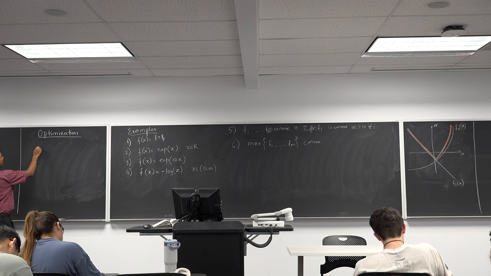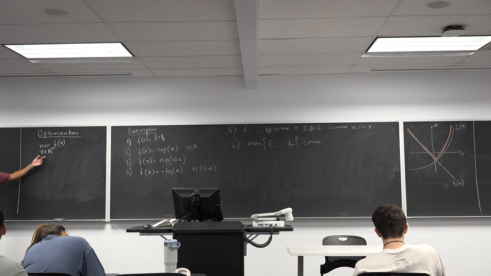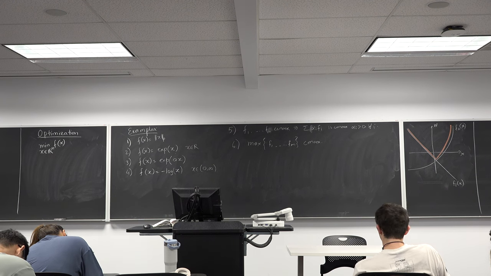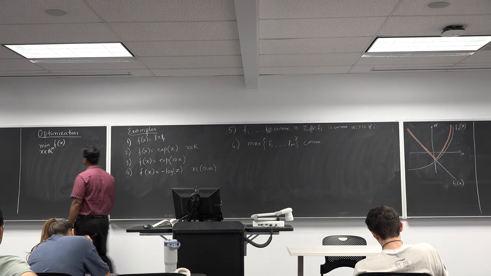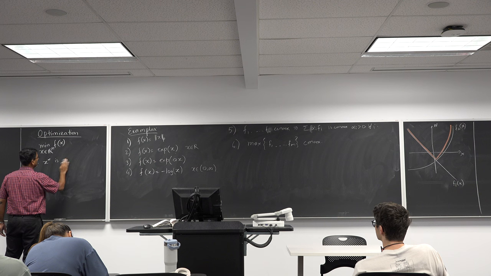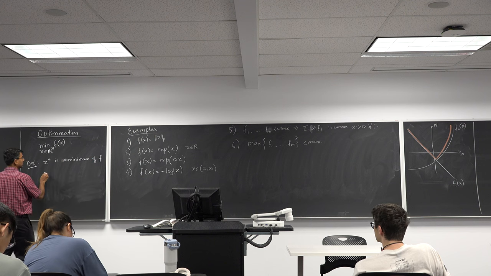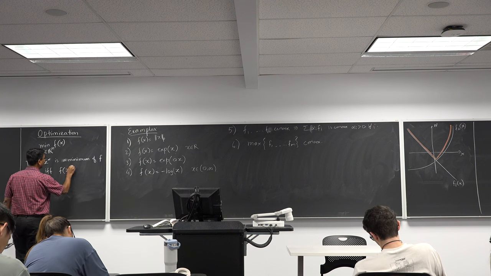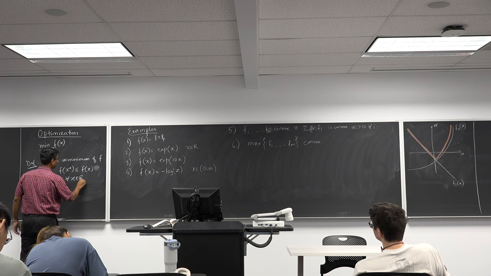In optimization, I am interested in solving this. This is an unconstrained optimization because I don't have a subset of Rn. I have the entire Rn, and I'm trying to minimize a function f of x over the entire Euclidean space. So how do we define what is the minimum of a function? The definition is as follows. x star is a minimum of f if and only if f of x star is less than or equal to f of x for all x in Rn.